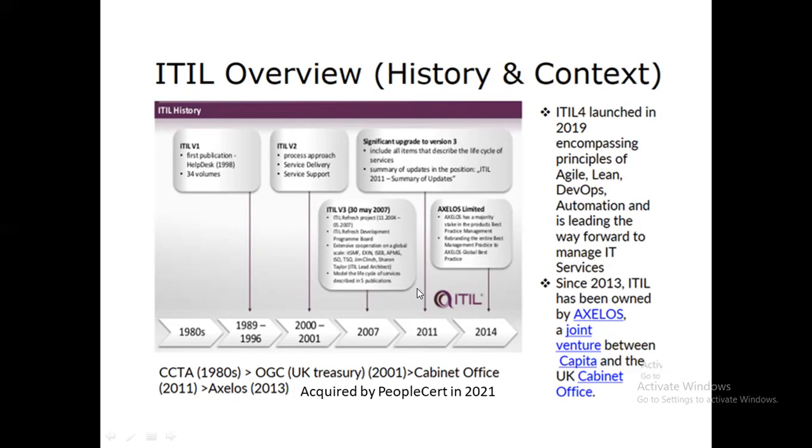Can we make it as per the latest market technologies? So that is where they came up with this ITIL 4 2019. And now it is being used extensively. Right now, every company that has ITIL as a background is trying to upgrade to version 4 in terms of managing their IT services, and they're trying to encompass principles of agile, lean, DevOps, automation, all those things, because you cannot ignore them, right?